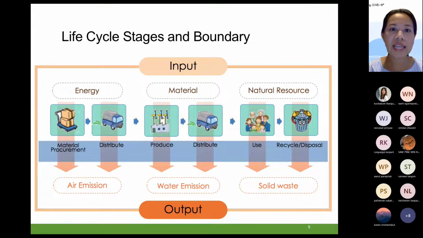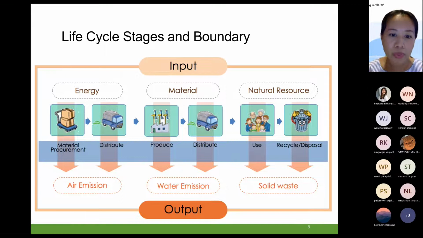This shows the life cycle stage and boundary. You have to set the scope. You have to know whether you want to analyze only cradle to gate, or gate to gate, or cradle to cradle, something like that. It depends on how you set the boundary. But after you set the boundary, you have to know the energy input in each step, the raw material and natural resources.